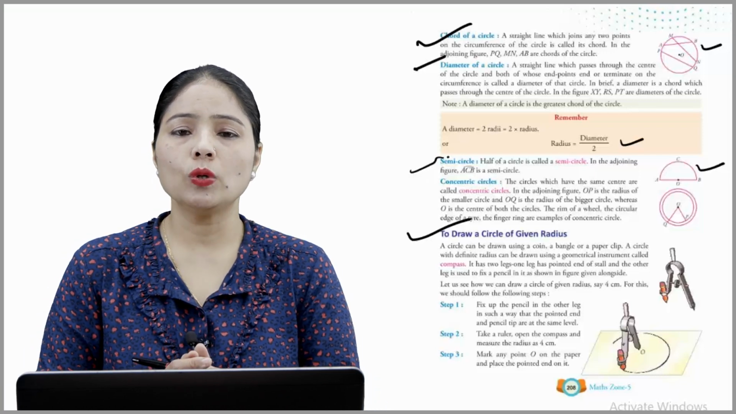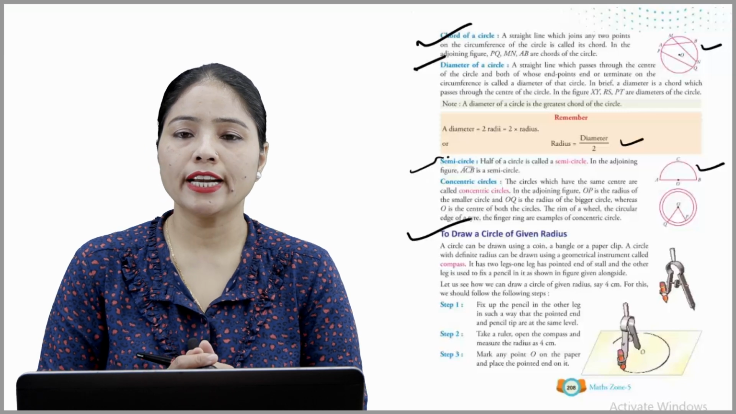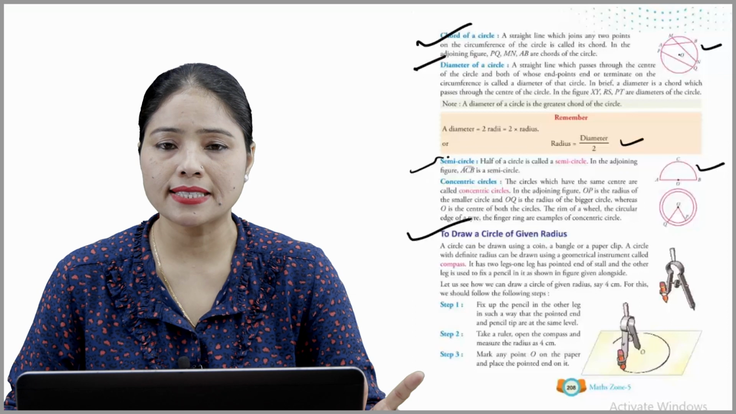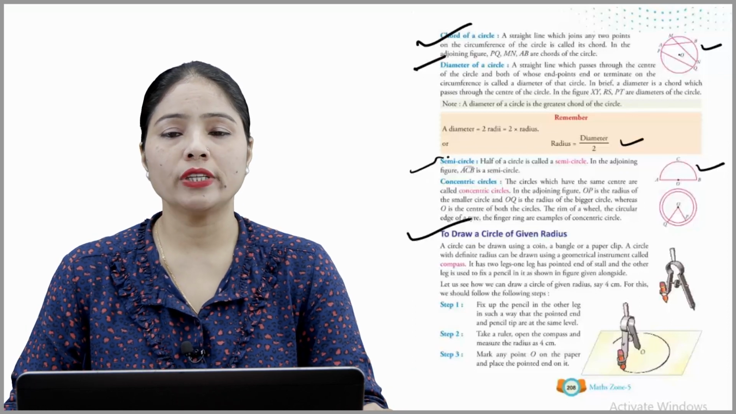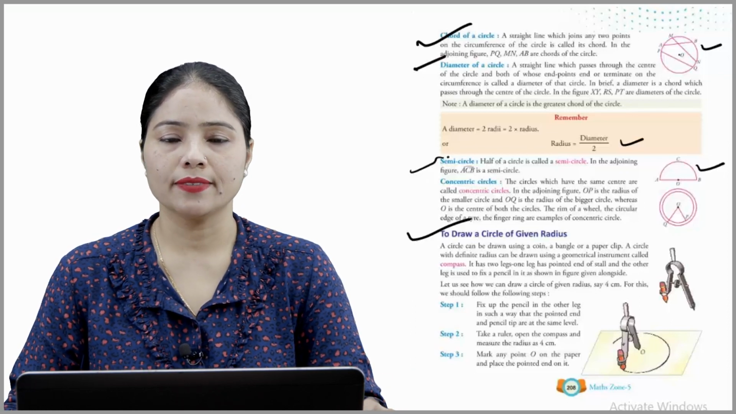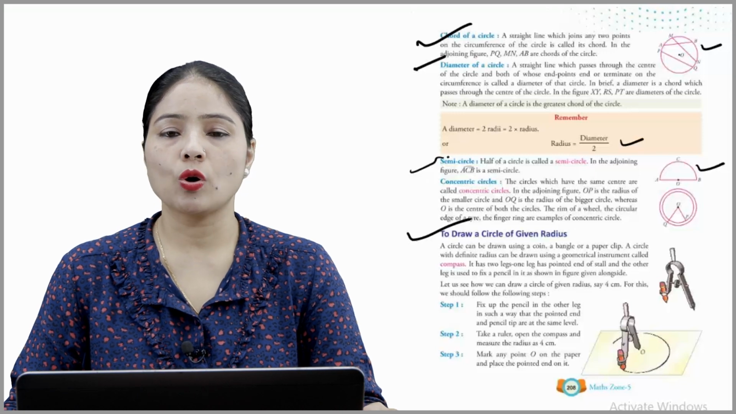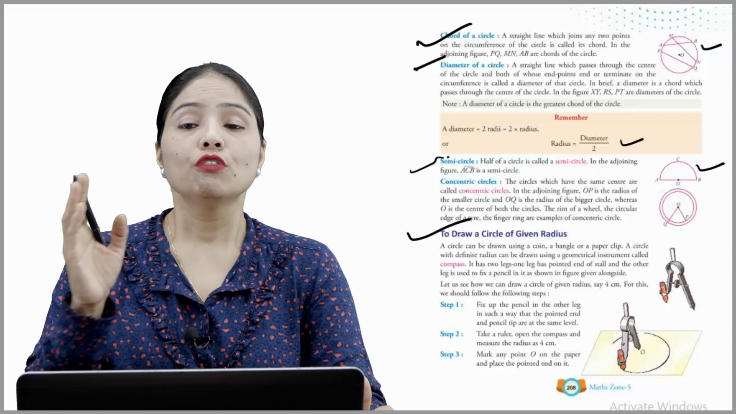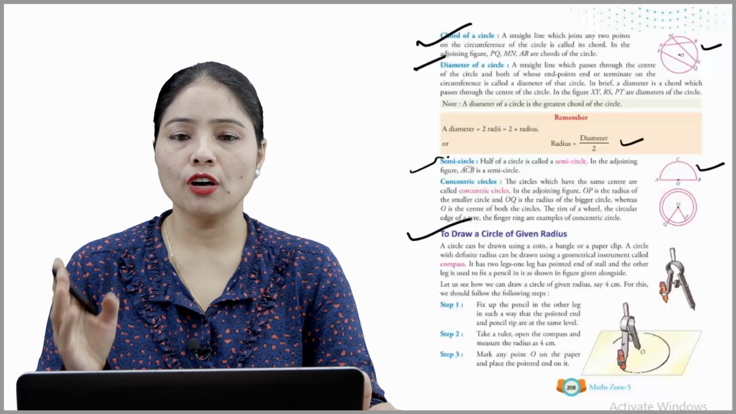It has two legs. One leg has a pointed end and the other leg is used to fix a pencil in it as shown in the figure given alongside. Let's see how we can draw a circle of given radius, say 4 centimeter. For this, we should follow the following steps.